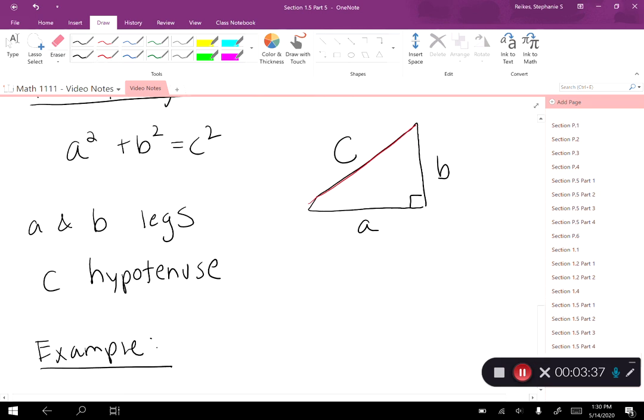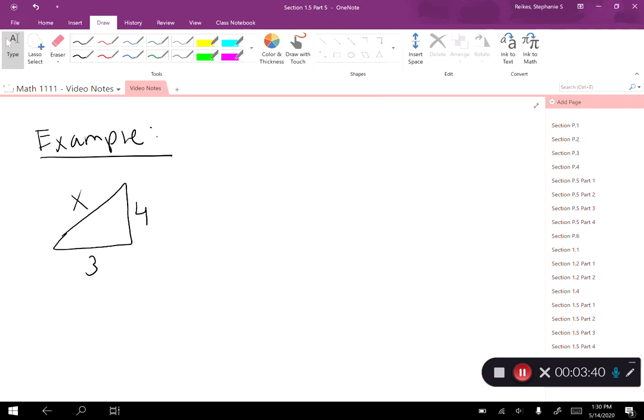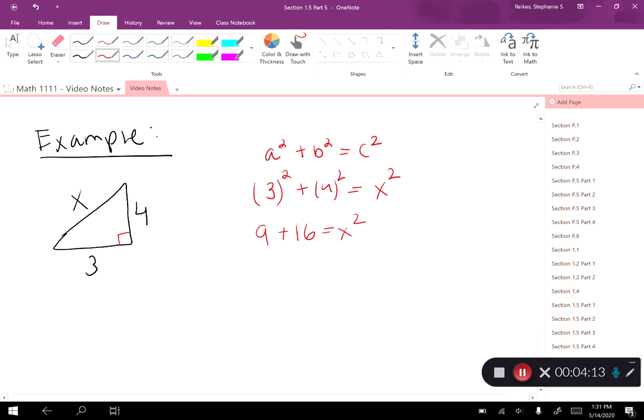Let's take a look at an example. If I have a triangle that's making a 90-degree angle, my legs are going to be 3 and 4, and my hypotenuse is the letter x. So let's solve and find x. Plugging into our formula, a squared plus b squared equals c squared. I know my legs are 3 and 4, so that's 3 squared plus 4 squared equals x squared. Simplifying, I have 9 plus 16 equals x squared. Simplifying again, I have 25 equals x squared.